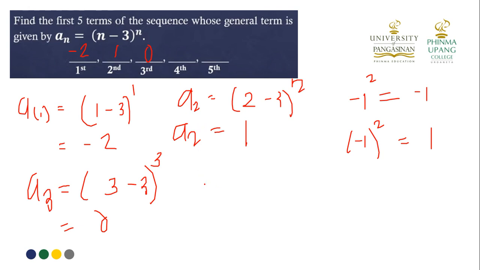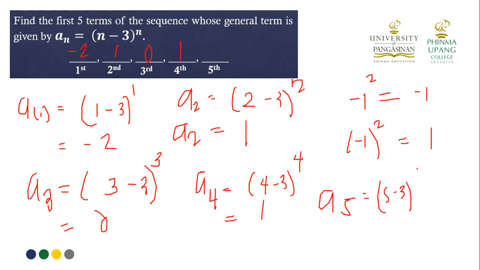Then last, what is the fourth term? The fourth term is 4 minus 3 raised to 4. What is the answer? 1. Let's move on to the last one. What is A sub 5? So 5 minus 3 raised to 5. Can you give me the final answer? 32. Why? Because 2 raised to 5 is equivalent to 32.